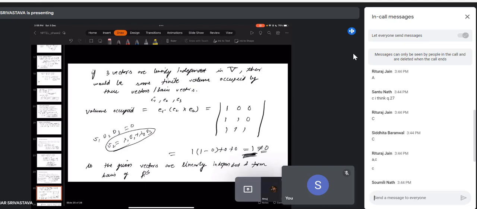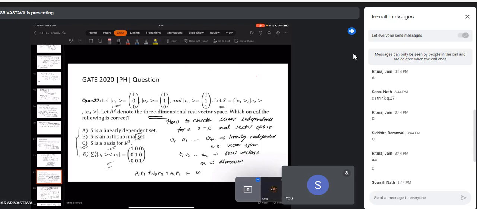If the volume occupied by the vectors is not equal to 0, that means this set of vectors has 3 degrees of freedom. What I want to say is that they're linearly independent of each other. Linear independence means they cannot be represented as linear combinations of each other. Suppose we cannot write E2 as a linear combination of E1 and E3. We cannot do that.